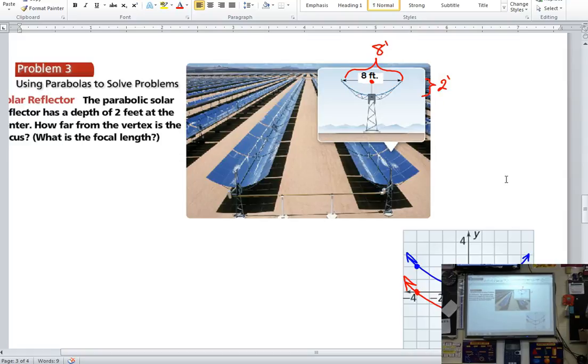What do we know? Brian? It's wider than just a normal x. It's wider than our parent function, so my coefficient is going to be some kind of fraction.